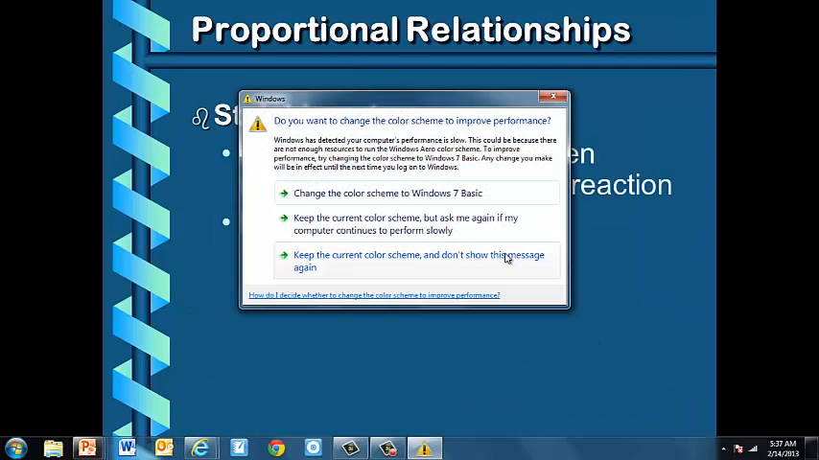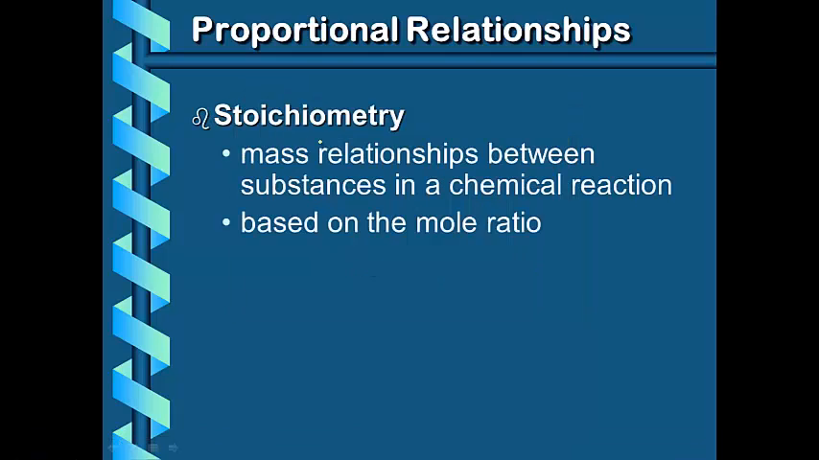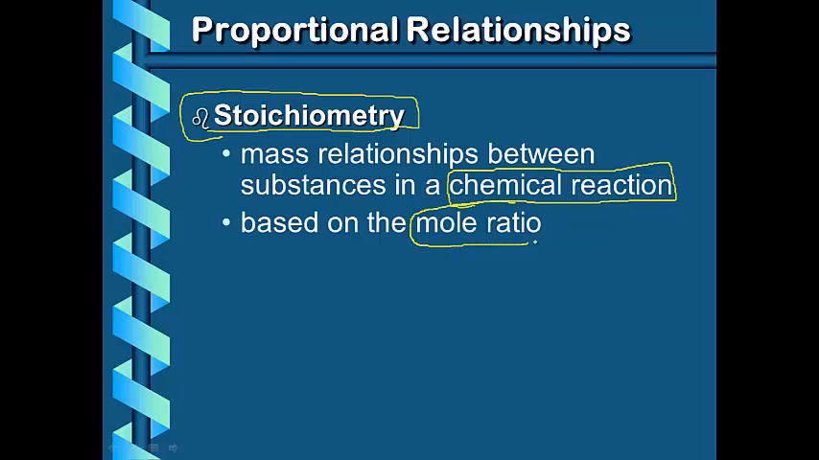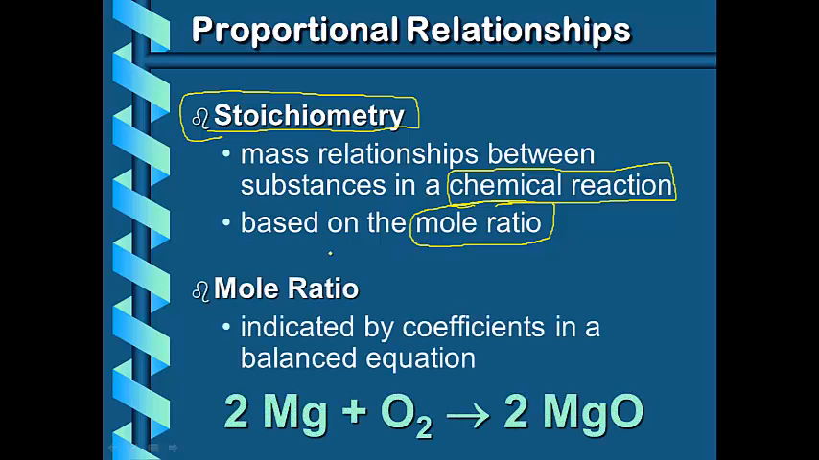Okay, now let's talk about stoichiometry. Keep a color scheme. Stoichiometry is defined as the mass relationships between substances in a chemical reaction, and it's all based on mole ratios. Now, a mole ratio is simply indicated by the coefficients in a balanced chemical equation. So there isn't funky new stuff to this. It's just coefficients in a balanced reaction.